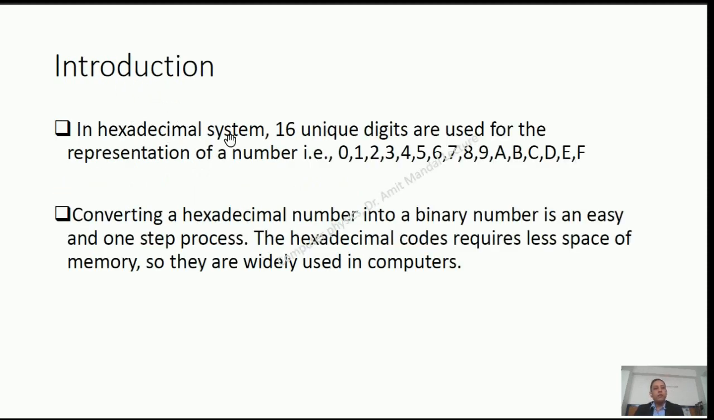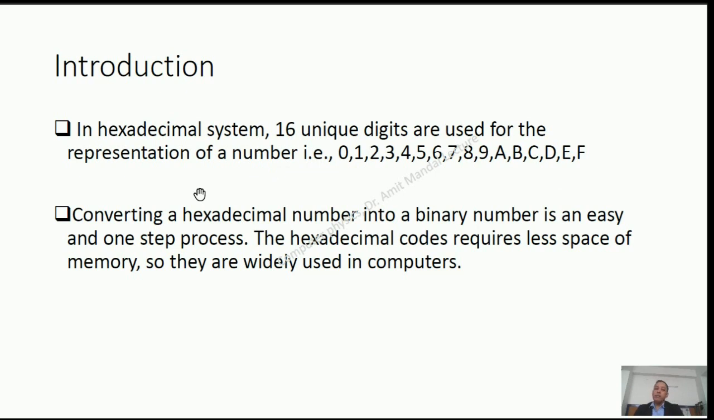See, in the hexadecimal system, a total of 16 unique digits are used for representation of a number. For the decimal system, there are 10 digits: 1, 2, 3, 4, 5, 6, 7, 8, 9, 0. In the hexadecimal system, there are a total of 16 digits used to represent a number. Those are 0, 1, 2, 3, 4, 5, 6, 7, 8, 9. But for 10, there is a symbol. You will not use the number 10, that is A. So A represents 10, B represents 11, C represents 12, D represents 13, E represents 14, and F represents 15. So for 10 to 15, these symbols are used, and the rest of the digits are numerals.